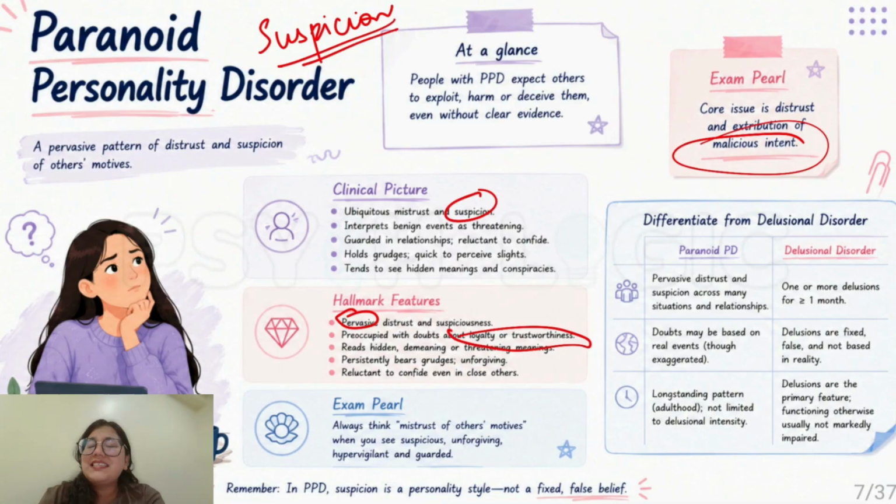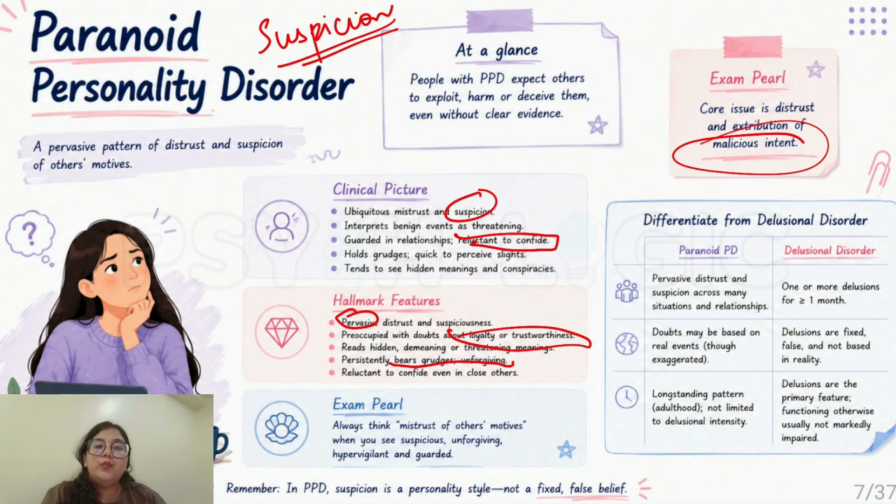Now the third one is they're extremely sensitive to criticism. Even innocent jokes and innocent comments are interpreted as personal attacks. And another important feature is that they are often reluctant to share personal information. They're very reluctant to confide, because they fear that whatever they reveal is going to be used against them.